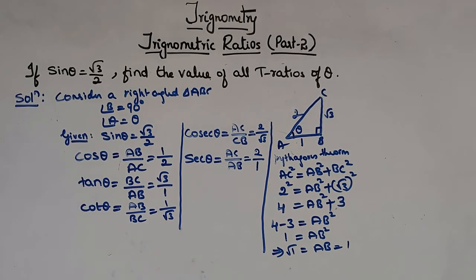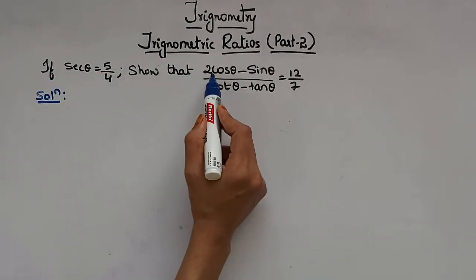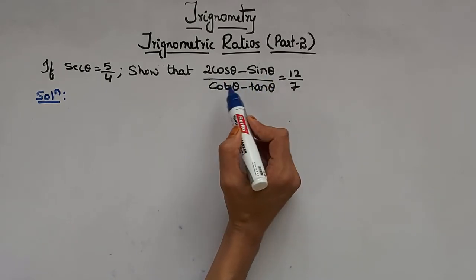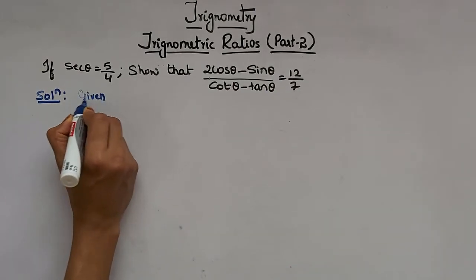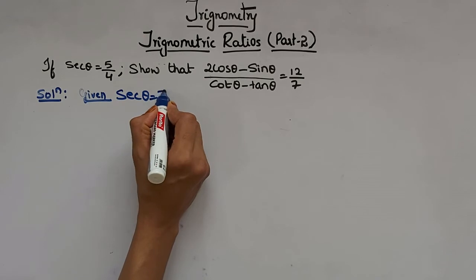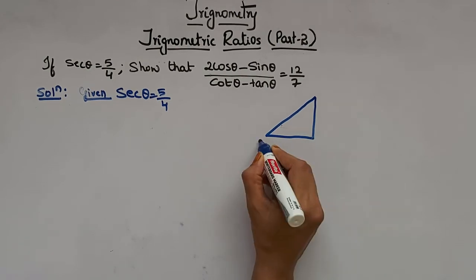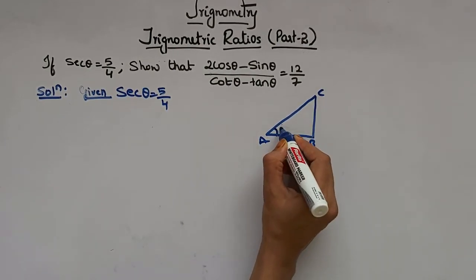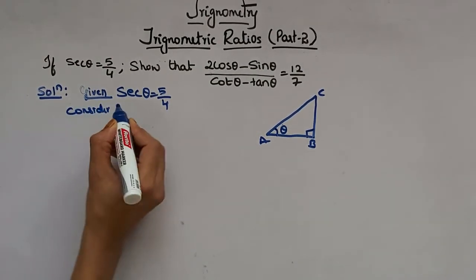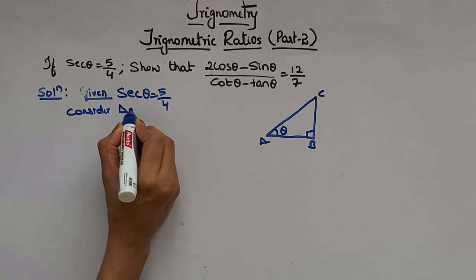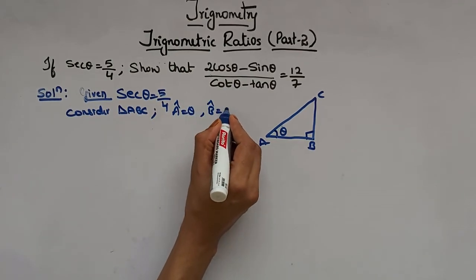Now let's see one more problem. Here it says, if secant theta is 5 by 4, show that 2 cos theta minus sin theta by cot theta minus tan theta is 12 by 7. So given here is secant theta. So secant theta is 5 by 4. So let's consider a right angle triangle ABC, angle A is theta and angle B is 90 degrees.